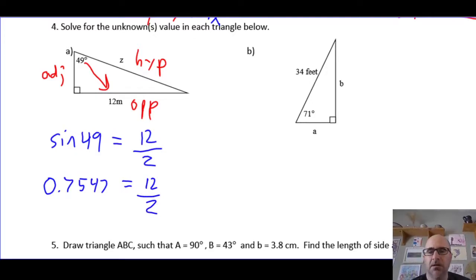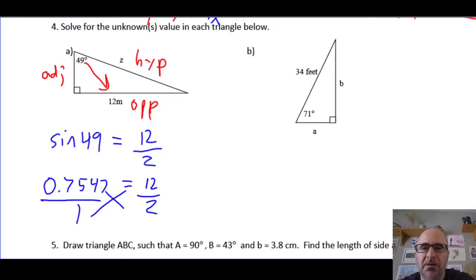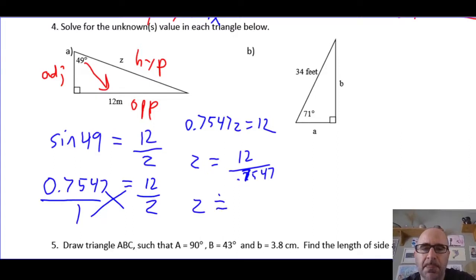To solve that equation, I'll put it over 1 and I'll cross multiply, and I'll get 0.7547 z equals 12. Divide both sides of that equation by 0.7547, and you're going to get the answer of 12 divided by 0.7547, which gives you very close to 15.9 meters.